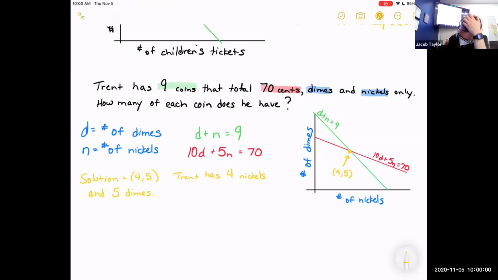Right, we can check that by saying, well, if he's got 4 nickels that are worth 5 cents each, that's 20 cents in nickels. Right. 5 dimes times 10 cents each is 50 cents in dimes. And 20 plus 50 equals 70 cents total. And he does have 9 coins. 4 nickels and 5 dimes is 9 coins.